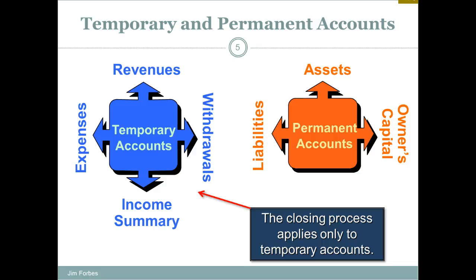So we have what's called temporary and permanent accounts. The temporary accounts are your expenses, your revenue, i.e. your income statement, your owner's withdrawals, and your income summary. And why this is temporary: these will be closed out at the end of the year and moved over into the permanent accounts, i.e. the balance sheet, your assets, your liabilities, and your owner's equity account. And so this will then clear this out so you can start the new period.